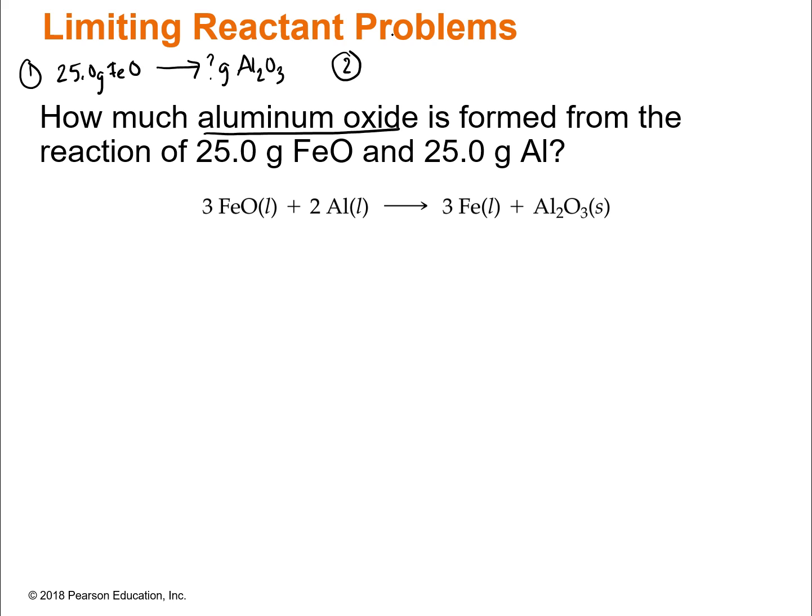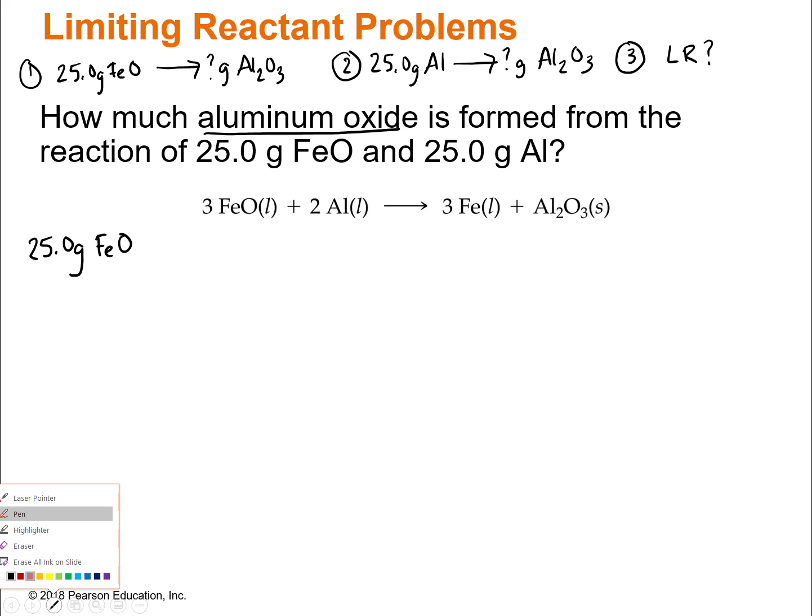The second question, if we take the aluminum, how much aluminum oxide will we make? And then the third one is, what's the limiting reactant? How much are we actually going to make? So let's start with the iron 2 oxide again. It's going to be the same as last time.